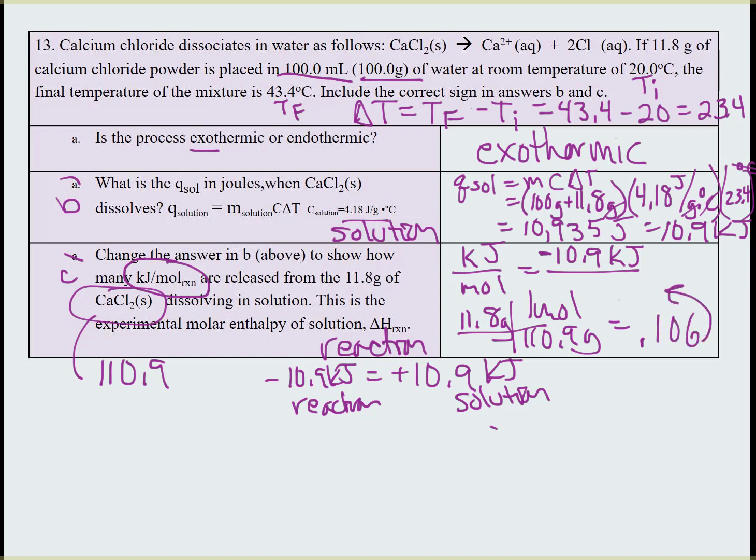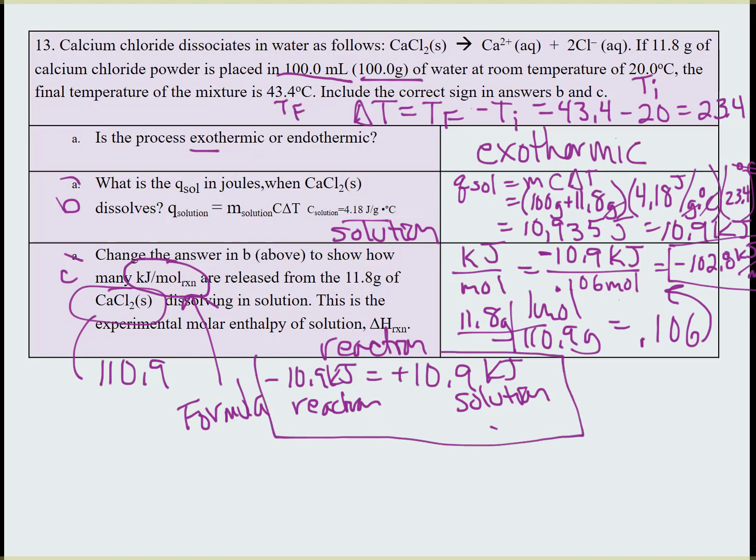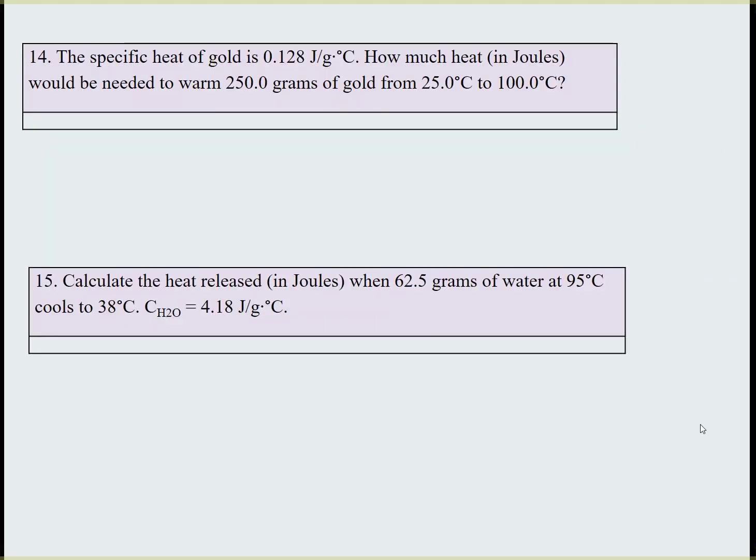So I just put that up here, 0.106 moles. And then I can divide, and I get a negative 102.8. Make sure you have a negative. If you don't have a negative, it is wrong. And it's kilojoules per mole. So anytime it asks to do kilojoules per mole, that is the formula that you're going to use. So find the kilojoules, find the moles, and remember to switch the signs. So if my reaction is negative, my solution would be positive, and vice versa. Let's go to the next problem.